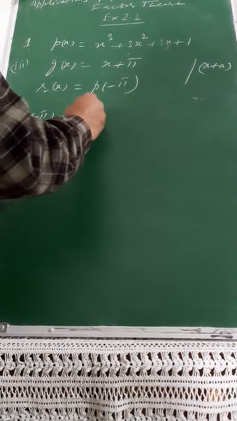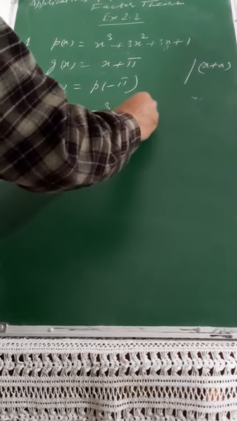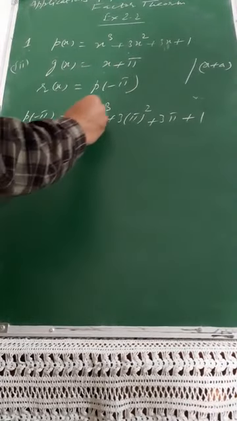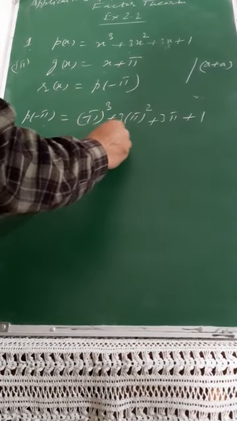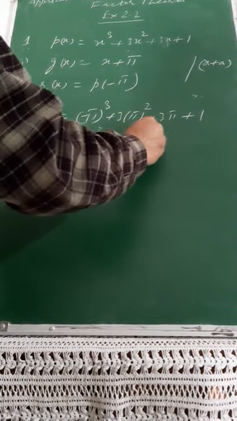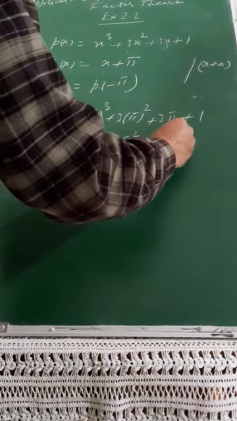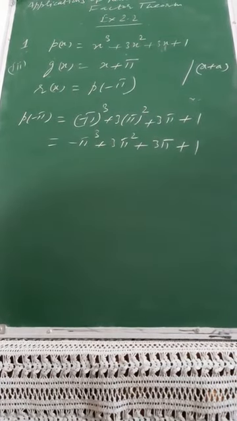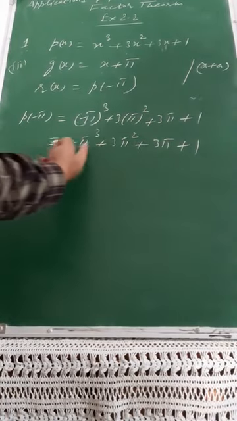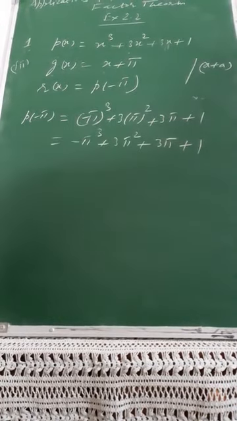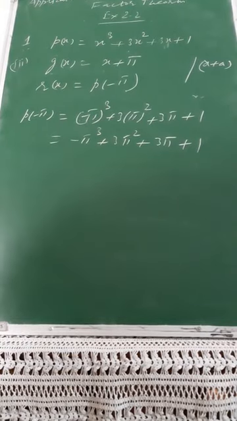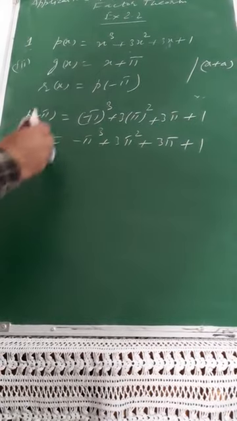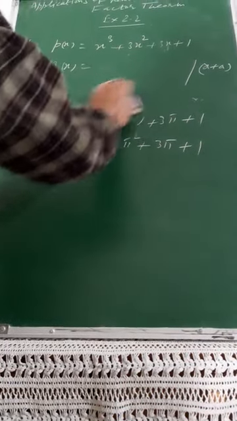So minus pi cube plus 3 into pi square minus 3 into pi plus 1. That is minus pi cube plus 3 pi square minus 3 pi plus 1, and leave your answer here only. No need to put the value of pi, and these are all unlike terms, so no need to go for any further calculations. Then next is 5 plus 2x. Now your divisor is 5 plus 2x in the fourth part.